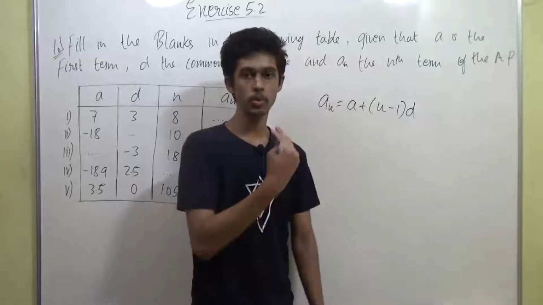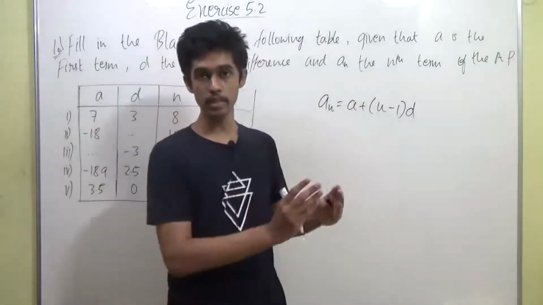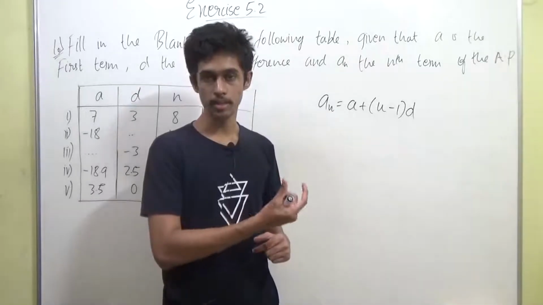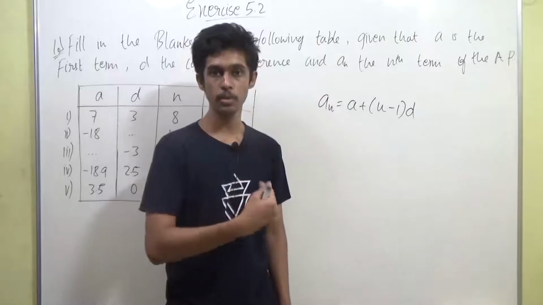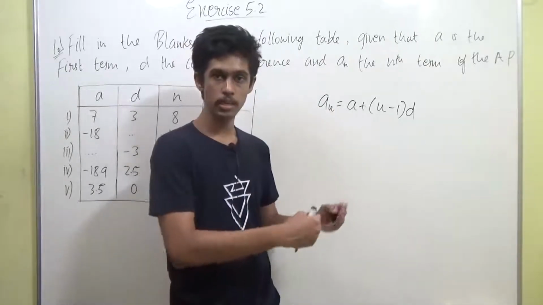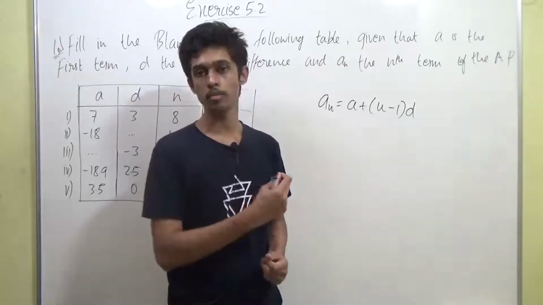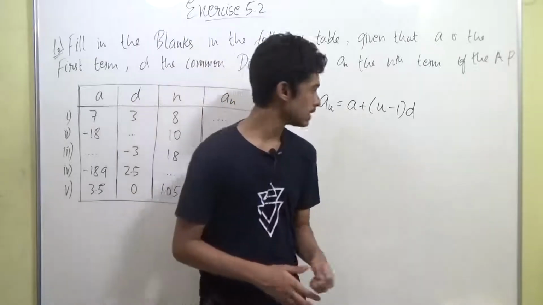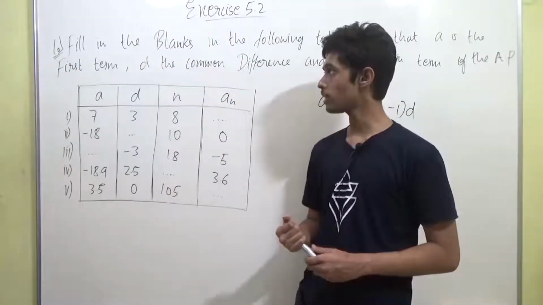a_n equal to a plus (n minus 1) into d, where a_n is the nth term whose value we have to find, a is the first term of that AP, and d is the common difference between a succeeding and a preceding term. It's the common difference between each two terms in the entire AP, and n is the number of terms present in that AP. We also solved a few examples based upon the nth term of an AP.